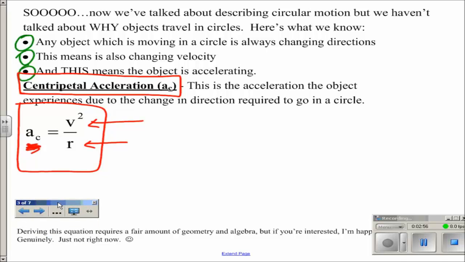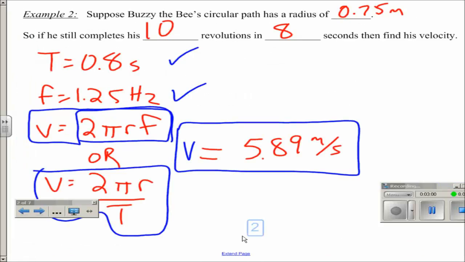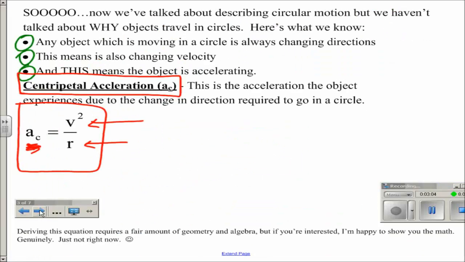All right? Now, deriving that equation, down here at the bottom it says this, deriving this equation requires a fair amount of geometry and algebra. But if you're interested, I'm totally happy to show you the math, just not right now. So ask me before or after class sometime, and I'm happy to show you. I'm sparing the 99% of you that don't care. If you cared, you would have taken honors physics.